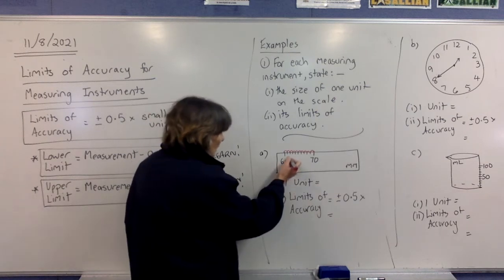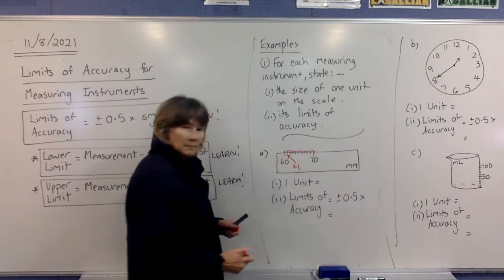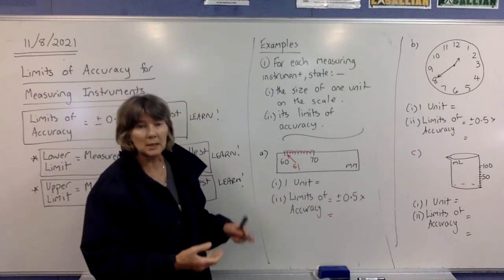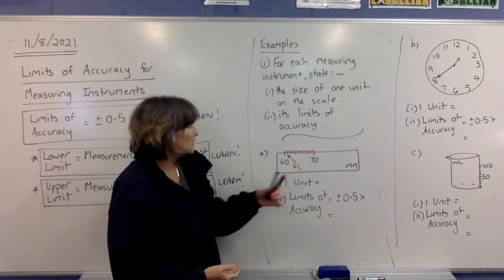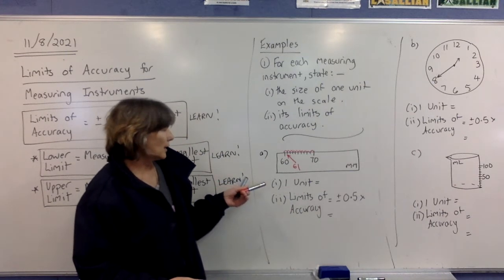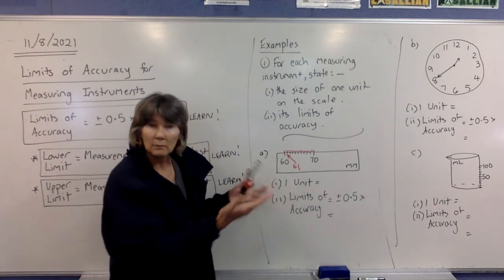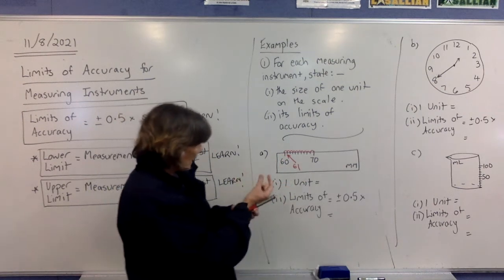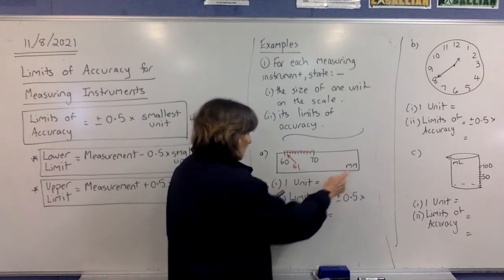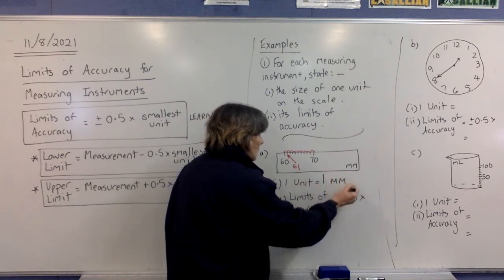So we can see that this one here, that next line, would be 61. And then 62, 63, 64, all the way up to 69, 70. All right, so 1 unit on our scale is between the 60 and the 61. So the gap between them is 1 millimetre. So that's what 1 unit on our scale looks like, 1 millimetre.